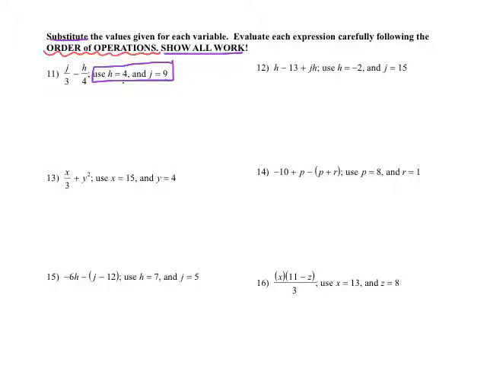So for number 11, to begin, I want you to fill in the missing parts. So J is 9, and H is 4. All right, so we have two fractions. They are not the same denominator. However, let's just take this fraction. What is 9 divided by 3? I don't want you to get all freaked out because we have fractions here. This part of the problem is just asking us to simplify 9 divided by 3. Well, that happens to be 3.